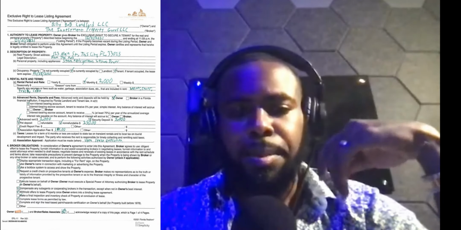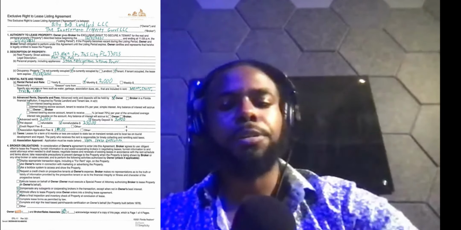Again, the address will be the full thing. Legal description, you get that from the tax roll. It'll also be on MLS. Personal property, including appliances, you already remember what to put there.